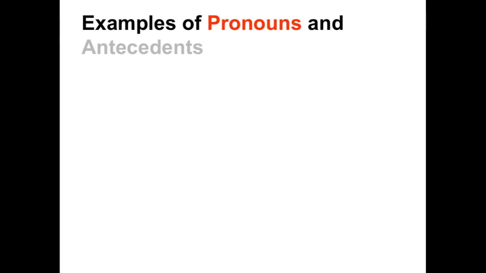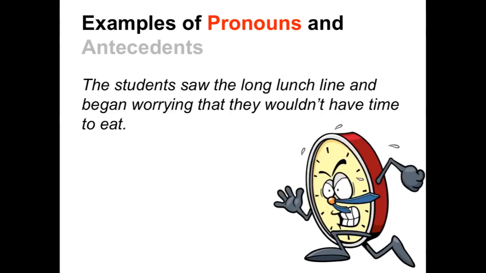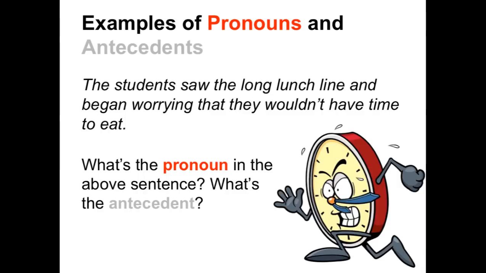Here are some more examples of pronouns and antecedents. The students saw the long lunch line and began worrying that they wouldn't have time to eat. What is the pronoun in the above sentence? Also, what is the antecedent of that pronoun? Well, the pronoun is they, and the antecedent to which it is referring is students. They is taking the place of the noun students in this sentence.